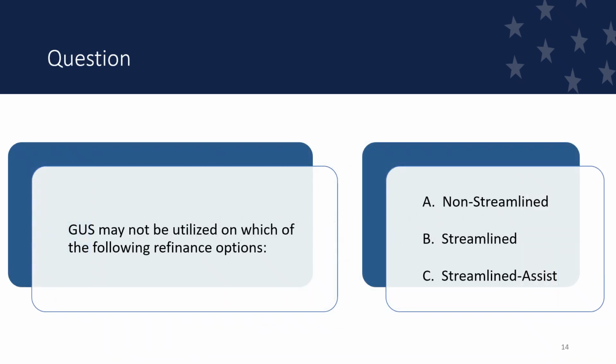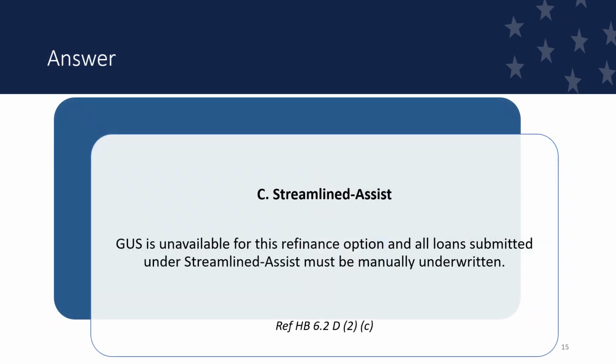GUS may not be utilized on which of the following refinance options? A, non-streamlined, B, streamlined, or C, streamlined-assist. The answer is C, streamlined-assist. GUS is unavailable for this refinance option, and all loans submitted under streamlined-assist must be manually underwritten.